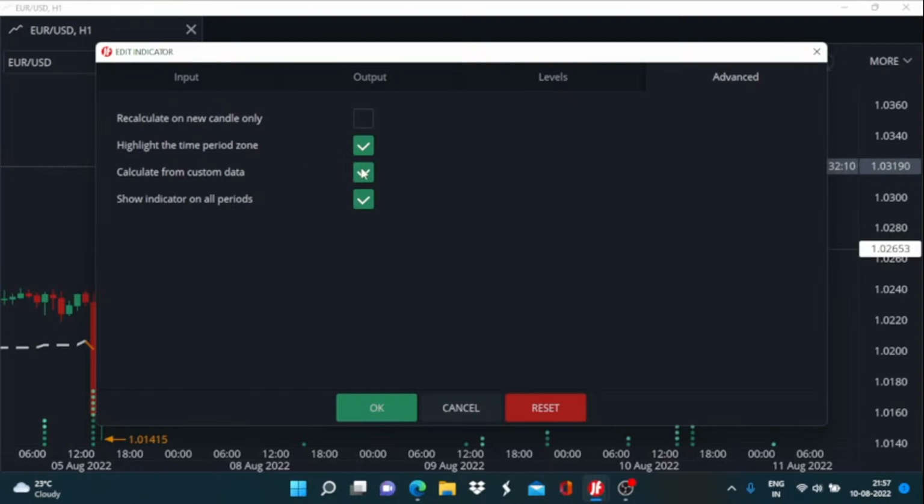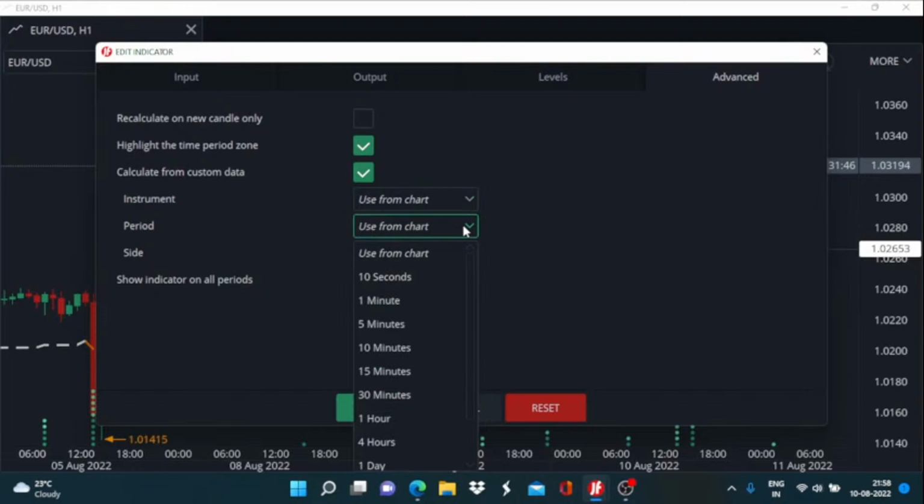Calculate from the custom data. If you want the input values to be customized further, you can keep the instrument fixed, or you can simply use it from the chart. So whenever you use a different instrument, on all those instruments the plotting will be done. But if you only opt for one instrument, then only one instrument will have these midpoint over the period plotted, and no other instrument will show it.